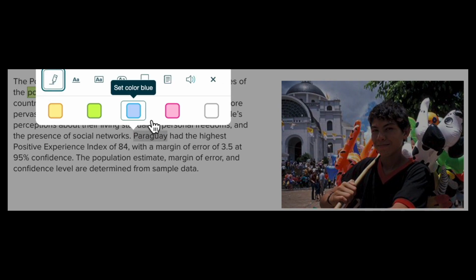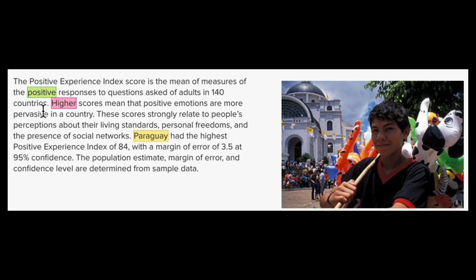Paraguay had the highest, so these are the fill in the blanks, had the highest positive experience index of an 84, with a margin of error of 3.5 at 95% confidence. The population estimate, margin of error, and confidence level are determined from the sample size.